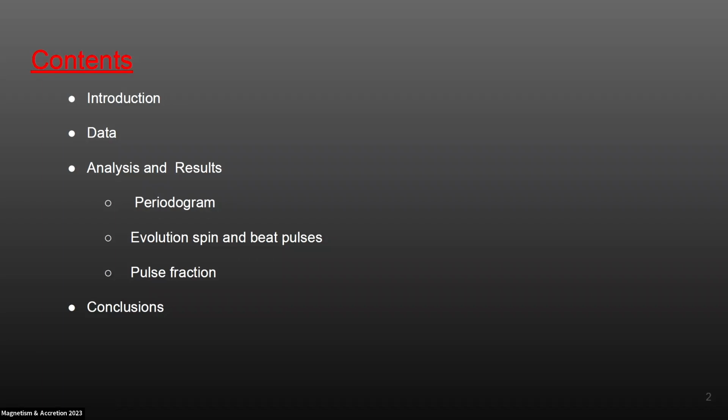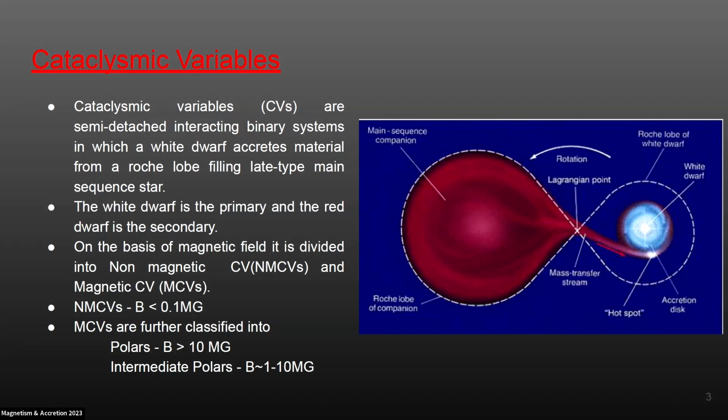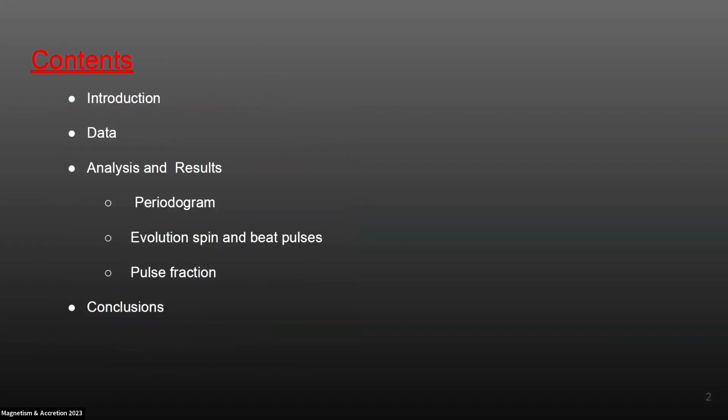So here are the contents of my presentation. First, I will give a brief introduction. Then I will move to the data part from where we have collected the data. Then I will present the analysis and the results of it. In analysis, we have basically done three things. That is, first we have done the periodogram analysis, then the evolution of the spin and beat pulses, then the pulse fraction, and finally we will move on to the conclusions.